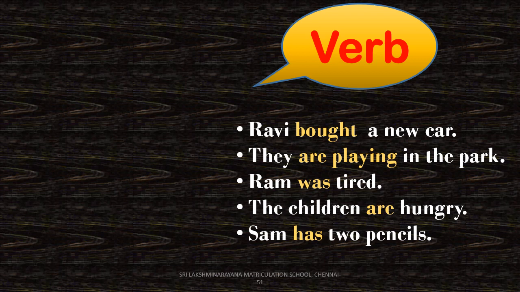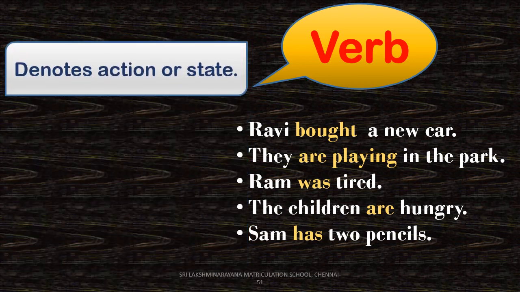What is a verb, children? A verb is just a word that shows an action or a state of being. State means a situation. Now, look at the examples given here. Ravi bought a new car. They are playing in the park. Ram was tired. The children are hungry.